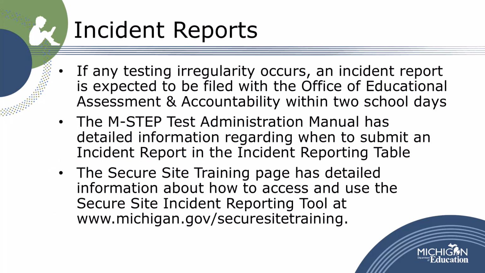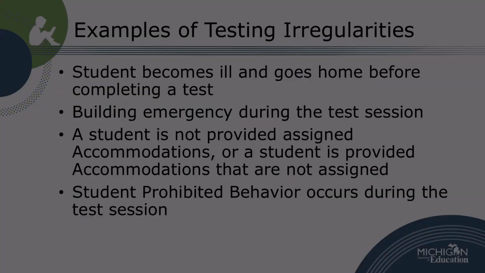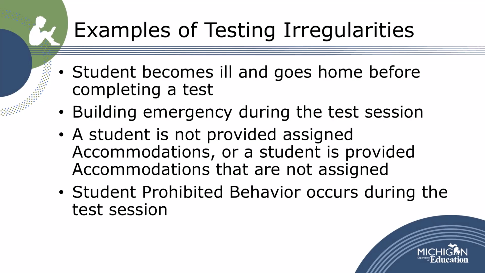Any time that a testing irregularity occurs, an incident report should be filed with the Office of Educational Assessment and Accountability within 2 school days. Detailed information regarding how to address an irregularity, including many possible scenarios, and the most frequent irregularities that occur, is provided in the M-Step Test Administration Manual. The secure site also has detailed step-by-step instructions for submitting an incident report at www.michigan.gov/securesitetraining.